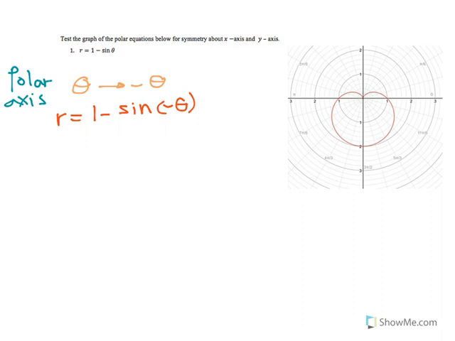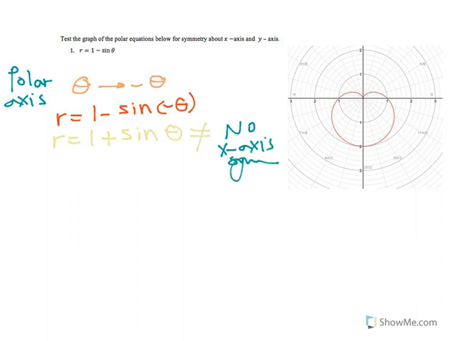All right, so what's sine of negative theta? Well, we do know that sine is an odd function, and odd functions are not going to get rid of this negative inside. So this negative inside is going to go all the way outside. So it's going to be r equals 1 plus, because negative negative, sine theta. And as you can see, this is not equal to the original function. So there is no symmetry around the polar axis, no x-axis symmetry.